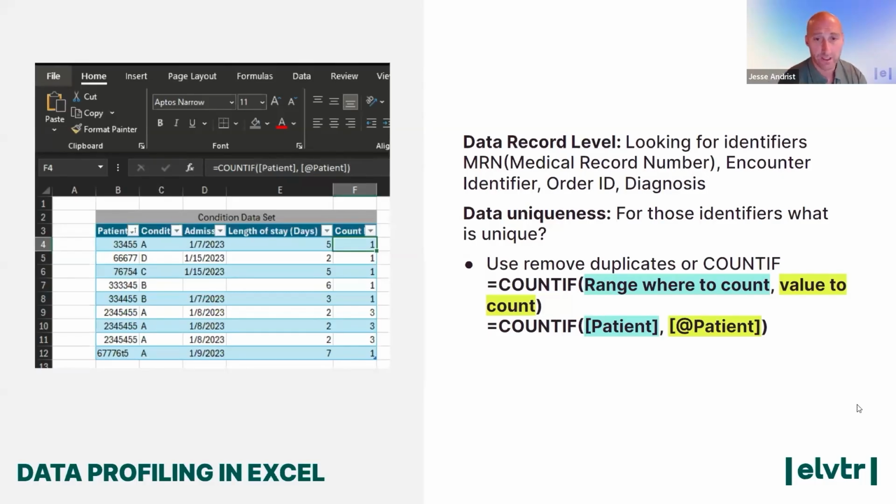Data record level, looking for identifiers. I mean, that's a good starting point. Something like a patient identifier, an encounter identifier, things like that. Something that would tell you this must represent a unique thing in this data set.